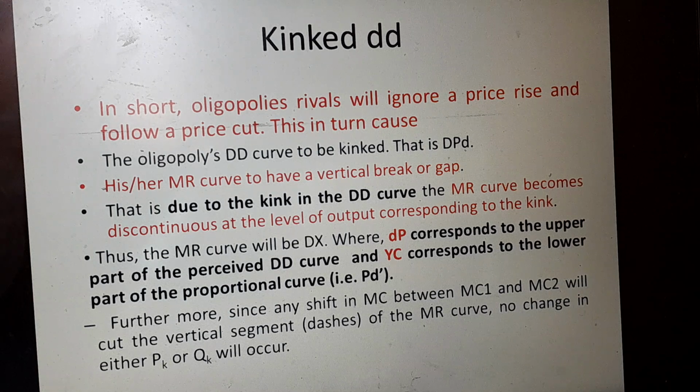One firm increases its price above the ongoing market price. Other rivals may not increase the price. In this case, the one that increases the price may lose customers. In the second case, if one firm decreases the price from the ongoing market price, the others may also decrease.